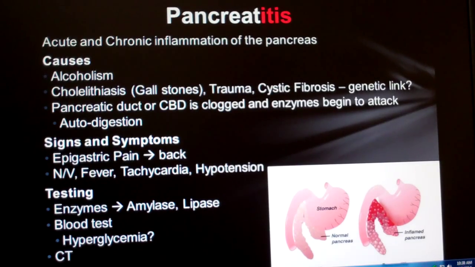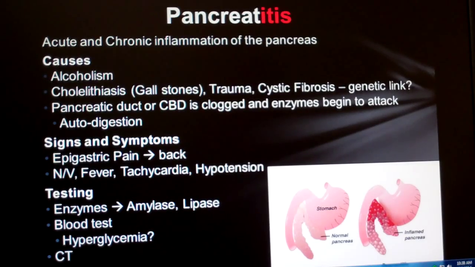Due to disruption in the pancreatic enzymes, nausea and vomiting is common. The inflammation is related to fever and tachycardia, tachy, fast, cardia, heart, and hypotension is related to hemolysis, or the breaking down of blood as a part of systemic inflammatory response. In fact, the systemic inflammatory response is the root cause of all the symptoms. Acute pancreatitis can be a medical emergency.